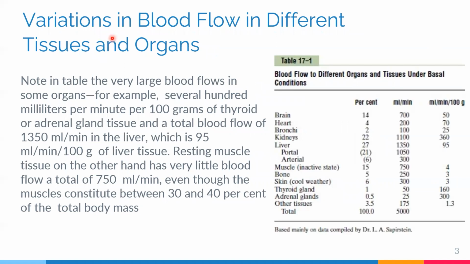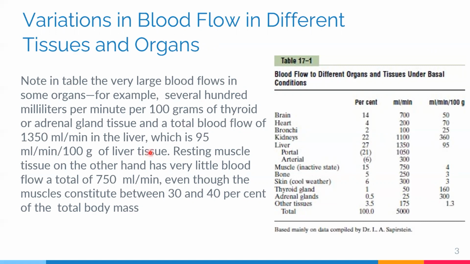Next, we look into what is the difference between the blood flow in different tissues and organs. As is obvious, one would guess that the different tissues in our body as well as different organs will have different blood flow attributed to them. For example, there is a huge blood flow of several hundred milliliters per minute per 100 grams of thyroid or adrenal gland tissue, which can be seen in this table right here, which is around 300 and 160 respectively. So with respect to the weight, the blood flow is very large.